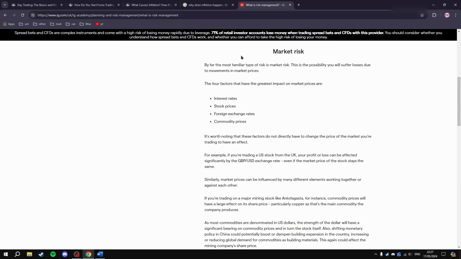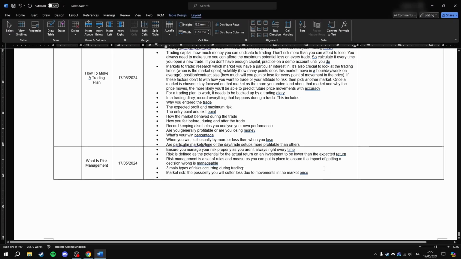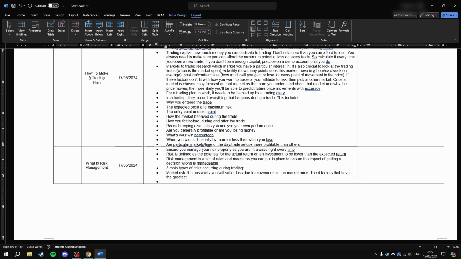The four factors that have the greatest impact on market prices are interest rates, stock prices, foreign exchange rates, and commodity prices.